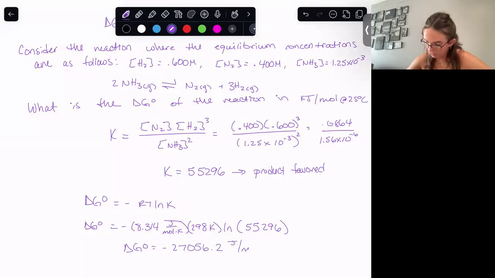This is in joules per mole. So this will go to negative 27.1 kilojoules per mole.